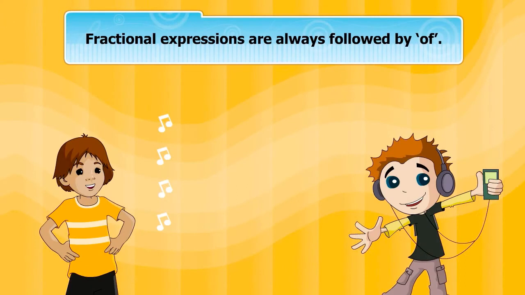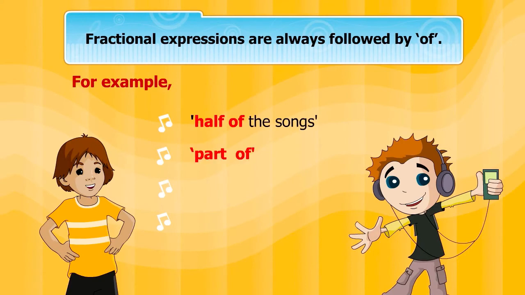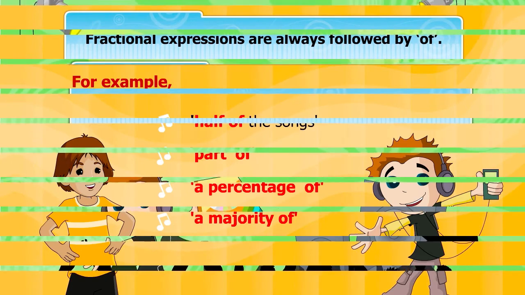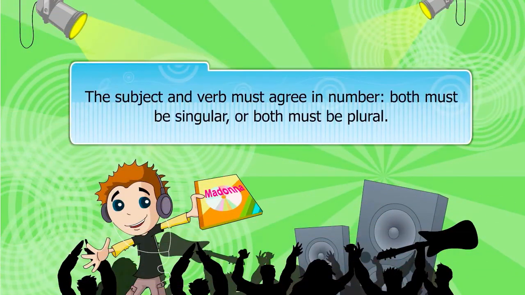Fractional expressions are always followed by of. For example, half of the songs. Other examples of fractional expressions are part of, a percentage of, a majority of. These expressions are sometimes singular and sometimes plural, depending on the meaning of the sentence. In a sentence with a fractional expression, the subject and the accompanying verb must agree in number. Either both should be singular or both should be plural.